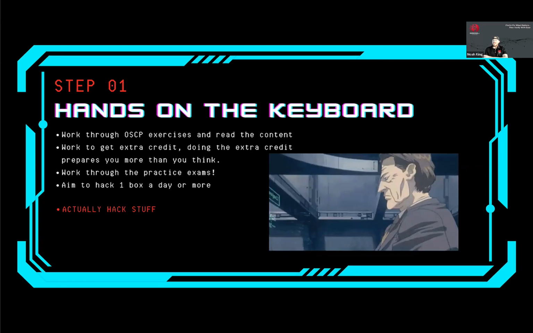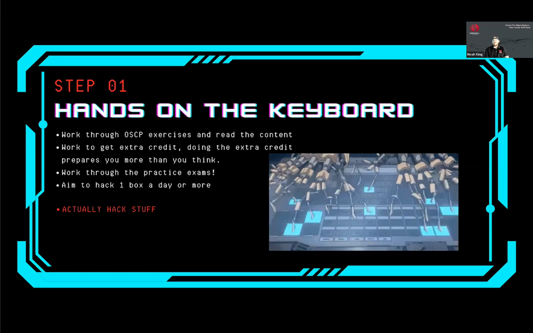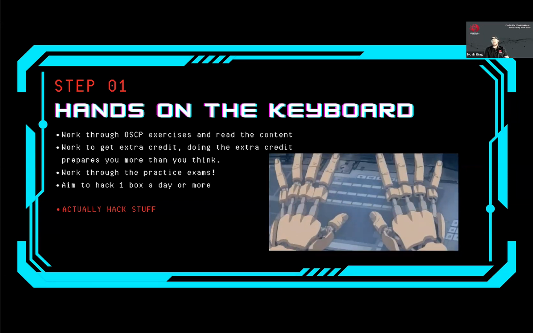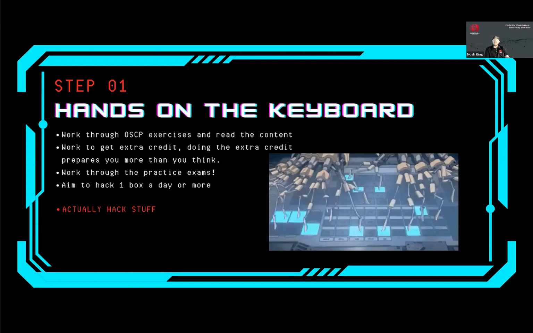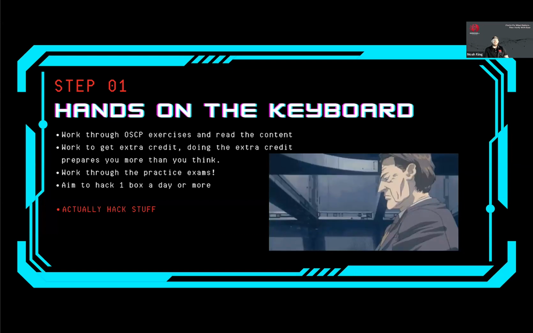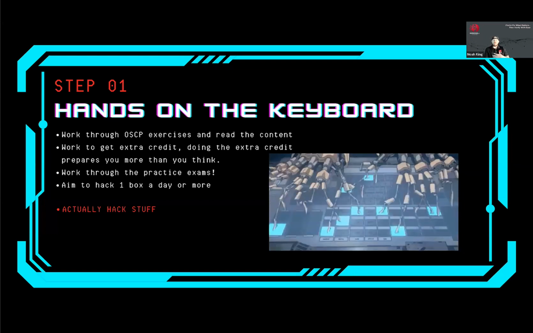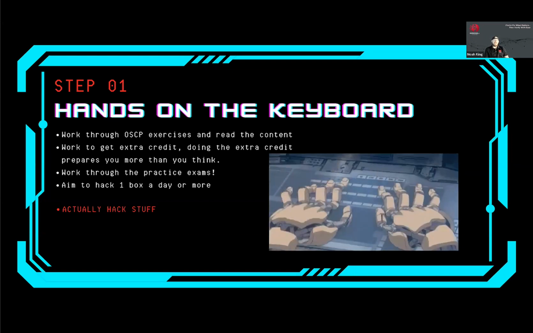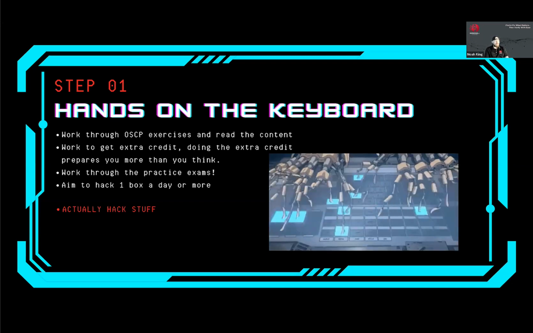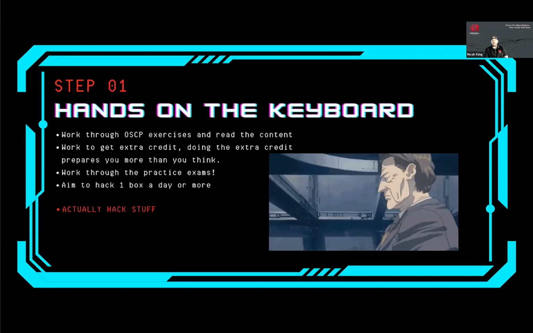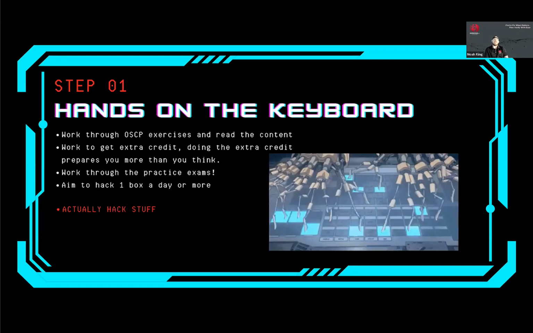Some of the things that I did to have my hands on the keyboard: work through the OSCP exercises, read all of that content, the 700-page PDF. Even though it's a lot, it's very valuable. It's really how I learned everything to be prepared for OSCP. So I highly recommend it. Some people skip it. I really don't agree with that mindset. I would do the whole thing.